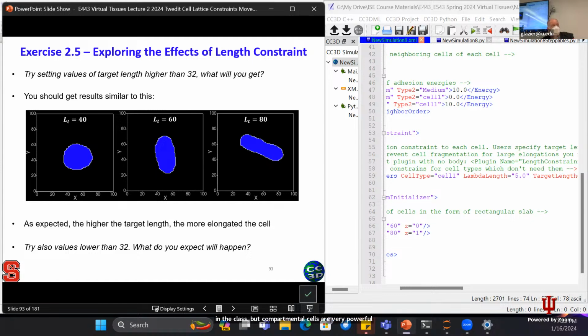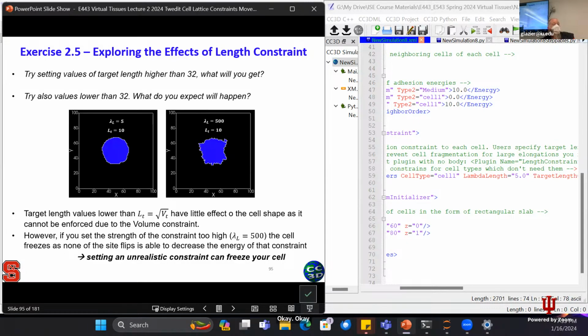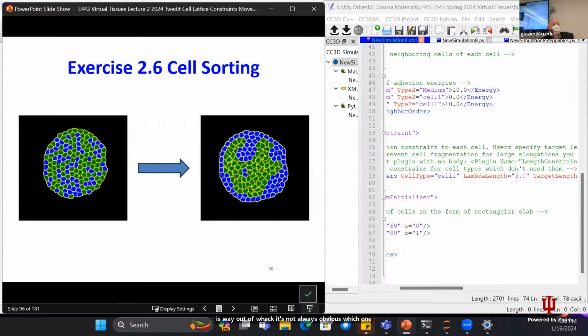Okay. Did that work for people? Do people have the basic idea of how to play with these parameters? Yeah, if you make the target length too small, then the cell could get frozen again. And you'll see this sometimes in simulations where things freeze up. Typically, that means that one of your energy functionals is way out of whack. It's not always obvious which one it is, but in general, when you see things freeze, that's a pretty good warning for that.